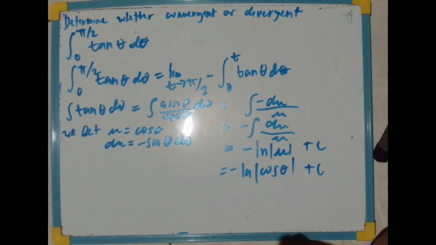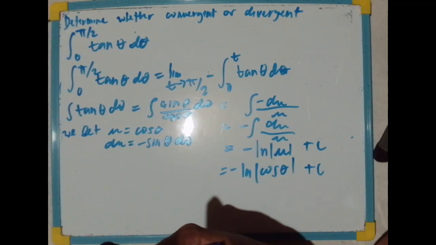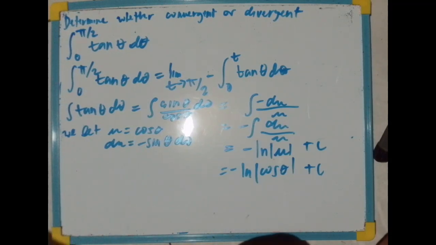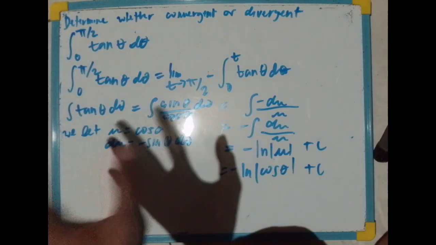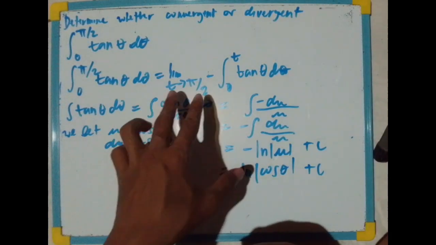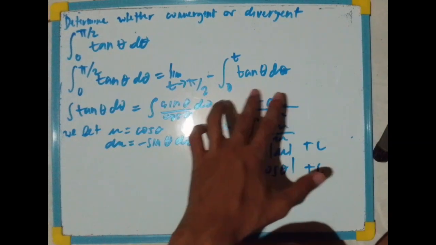For this item, this is another form of improper integral, and our task is the same. We need to determine whether it is convergent or divergent. So, the integral from 0 to pi over 2 of tan theta d theta, with respect to theta. First, we need to determine what definition we're going to use. We are going to use this kind of definition.